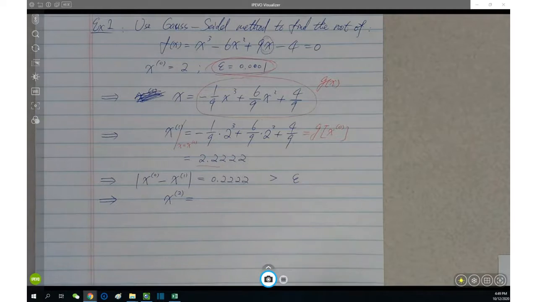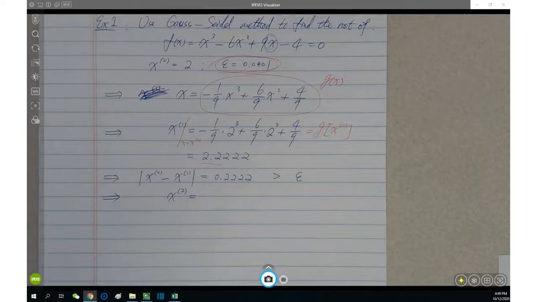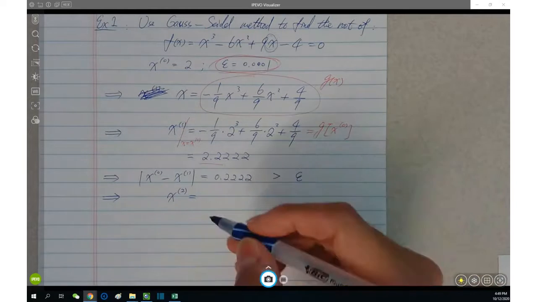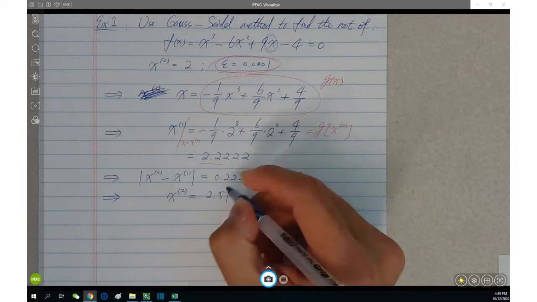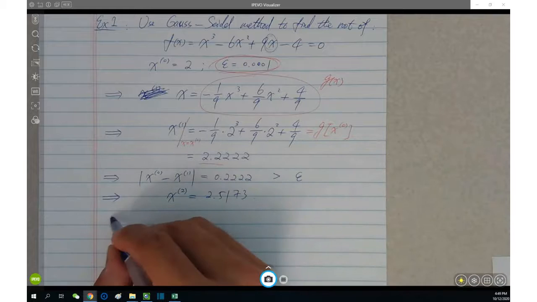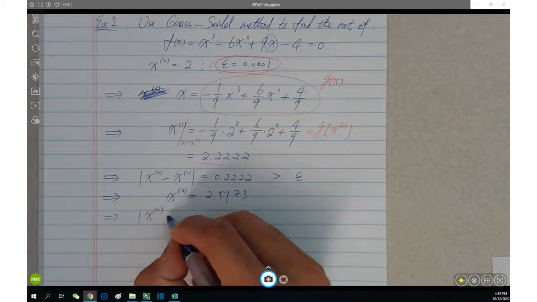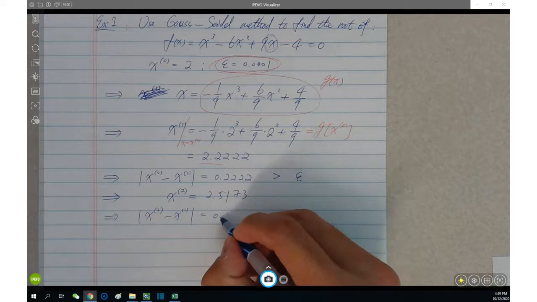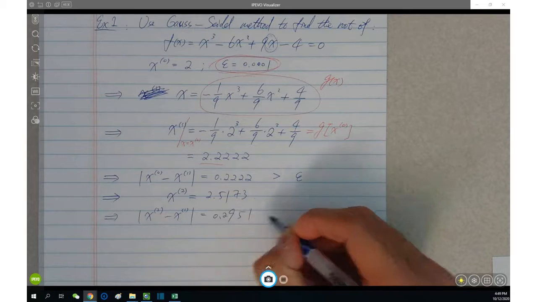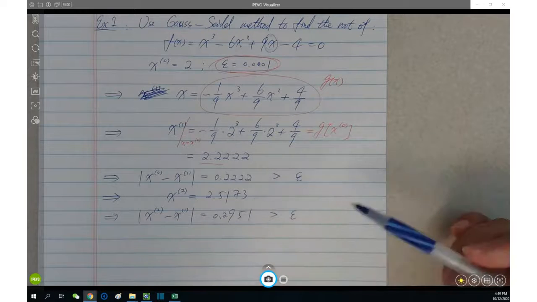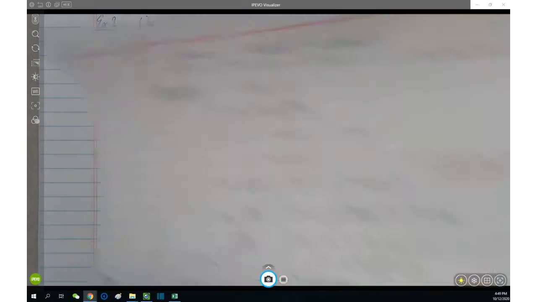Right. I can gradually present the steps. So the x of 2: you substitute the x of 1 into g of x, and then you should end up with 2.5173. And then what you do is compare. And then the difference turned out to be 0.2951. Oh my gosh, the difference is becoming bigger, right? Why is it becoming bigger? Don't freak out. It's just like this, right?